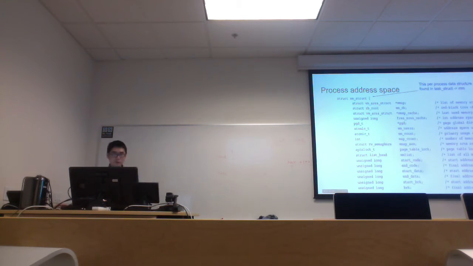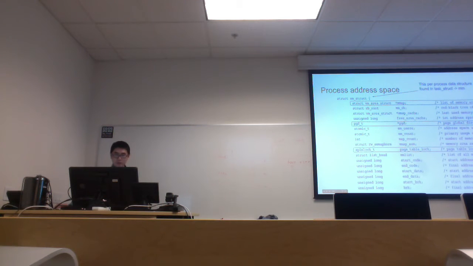And this process address space descriptor is called mm_struct, the memory management struct. This per-process data structure can be found by the task_struct's pointer mm. And sometimes you'll find this pointer is null, like for the kernel thread. Let's have a look at a few fields of it.